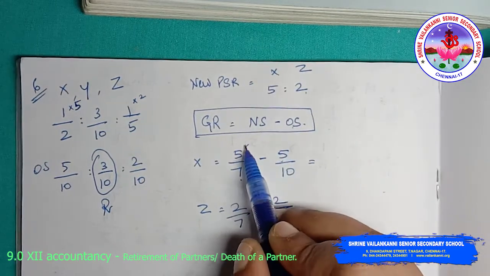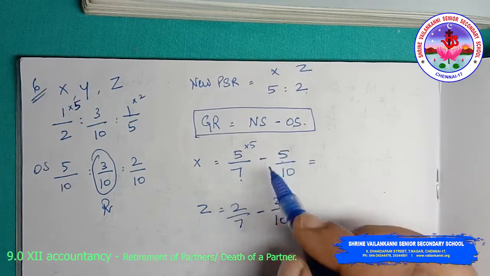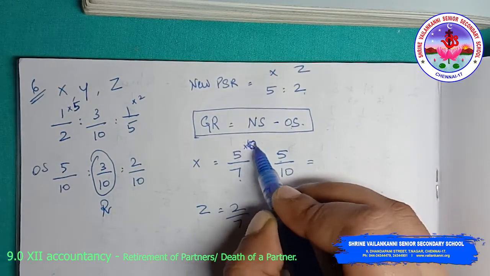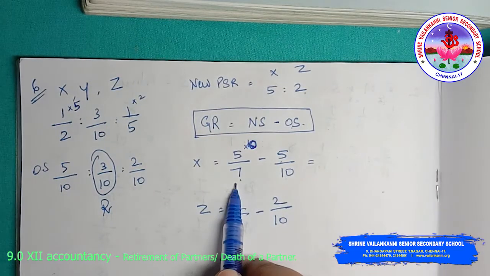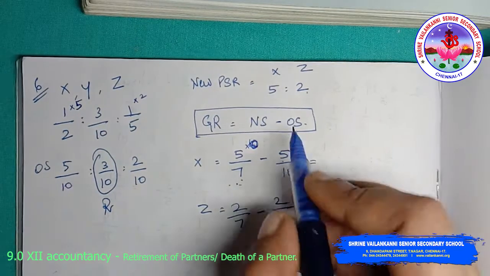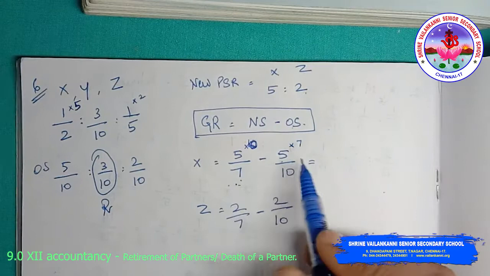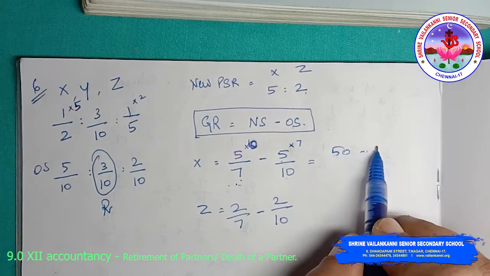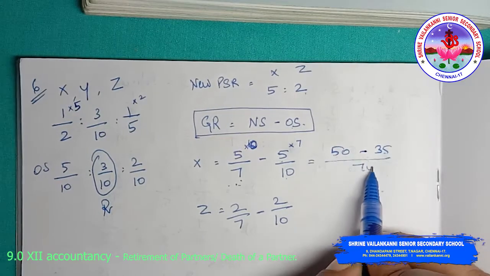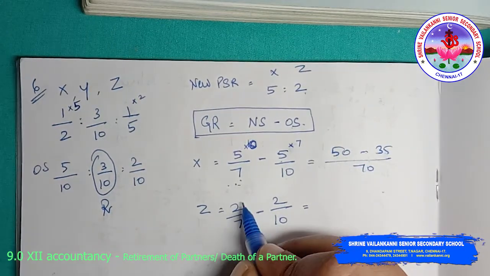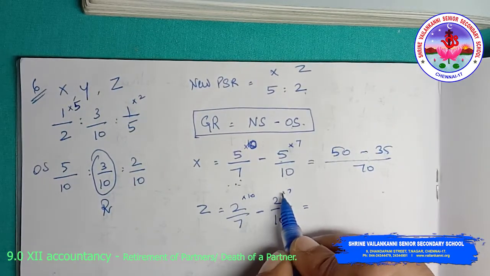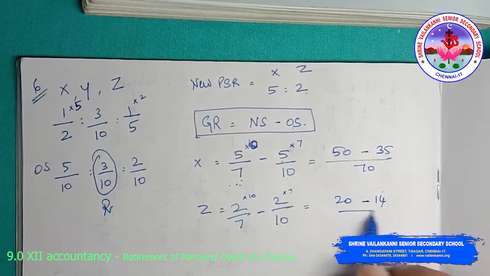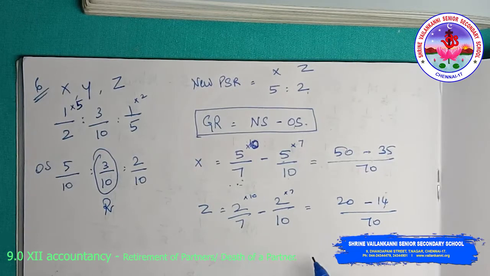So I'm multiplying this with 10, I'm sorry, multiplying this with 10, so that my denominator is 70. Then multiply this with 7. So 50 minus 35 by 70. Similarly, this with 10, this with 7, so 20 minus 14 divided by 70.